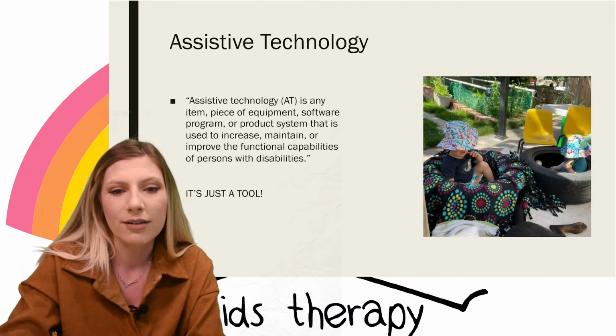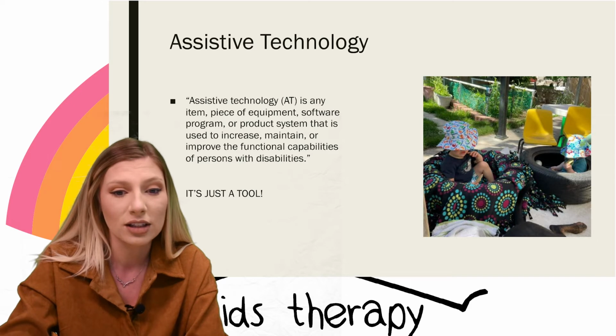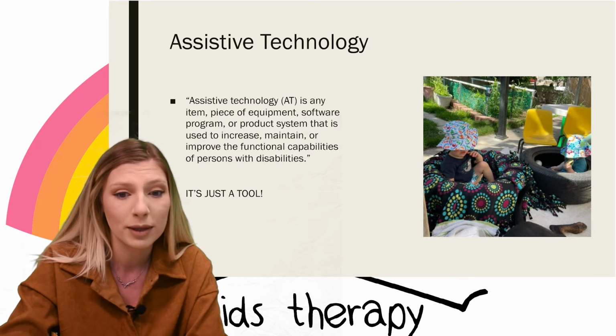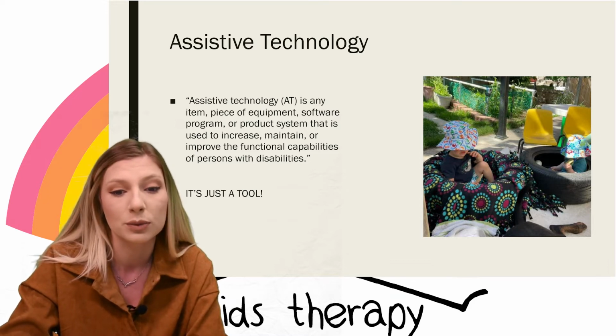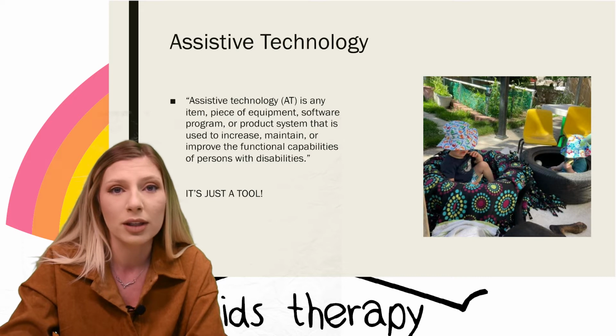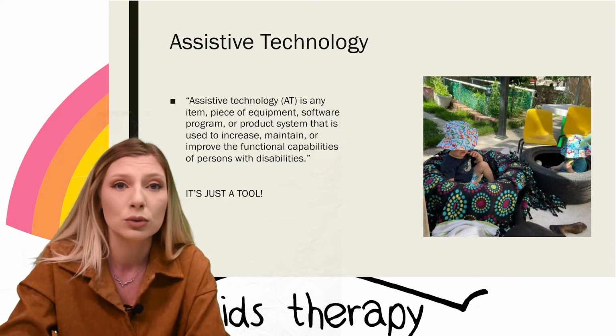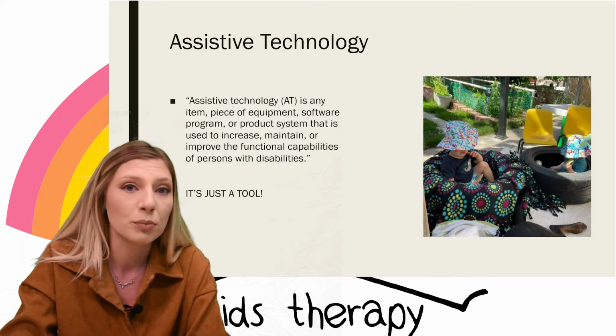On this slide, I just have a little bit of information, the definition of what assistive technology is. It says, assistive technology is any item, piece of equipment, software program, or product system that is used to increase, maintain, or improve the functional capabilities of persons with disabilities. I think it's really important to remember that AT is just a tool to get to that final functional bit that you're looking for.